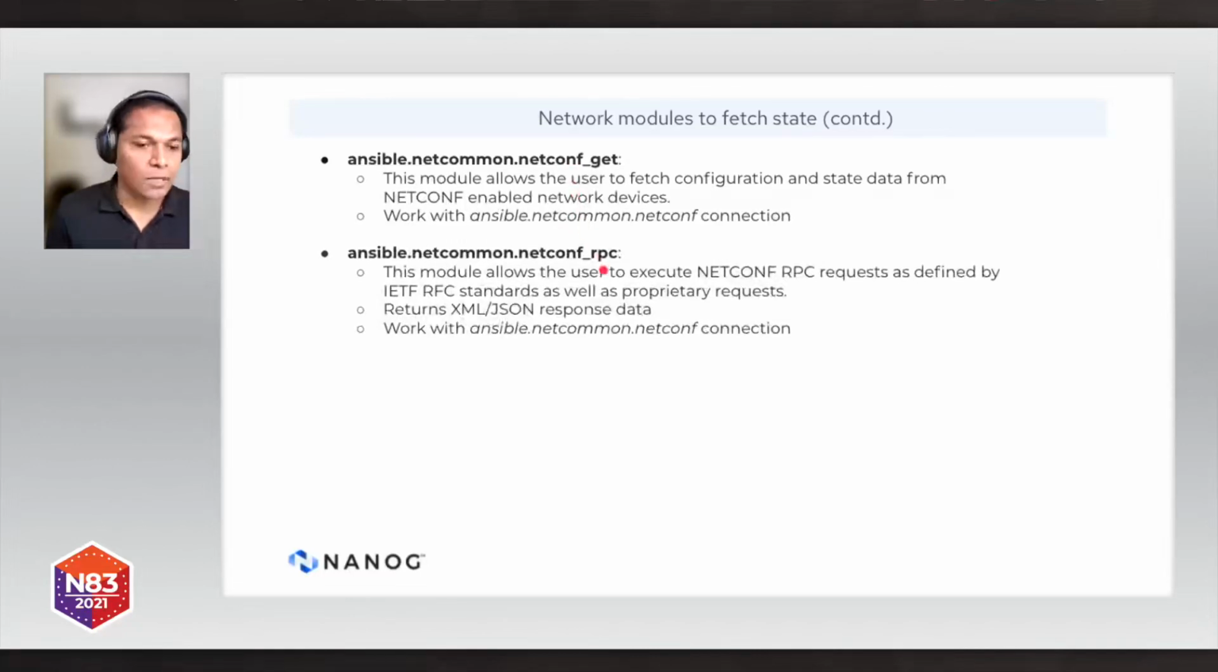Then netconf RPC is used to basically execute vendor proprietary RPCs. So in addition to RPCs that are defined in the netconf RFC, vendors can have their own proprietary RPCs. So for example, for Junos, there is this load configuration RPC that is specific to that particular vendor. So you can use netconf RPC to execute that particular RPC and get the response back from the device to the user.